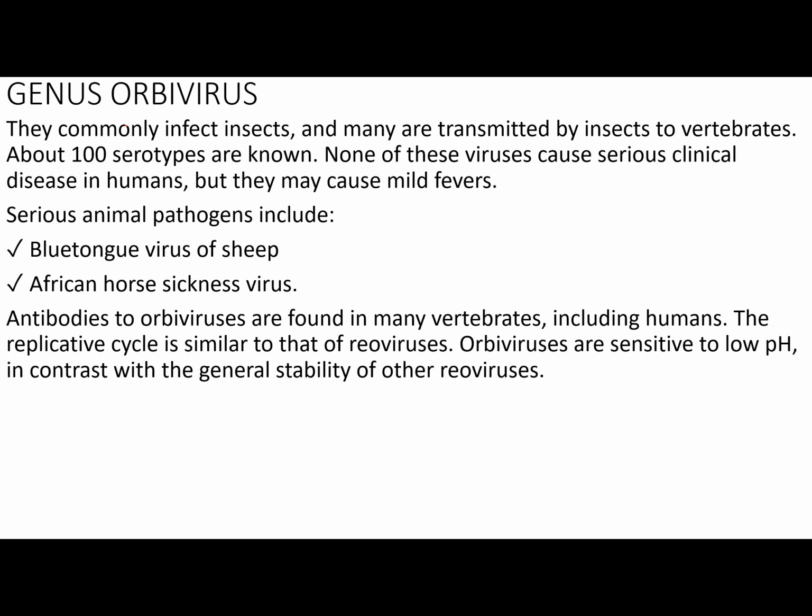The replicative cycle is similar to that of reovirus. Orbiviruses are sensitive to low pH, so sensitive sila to acid, in contrast with the general stability of other reoviruses.